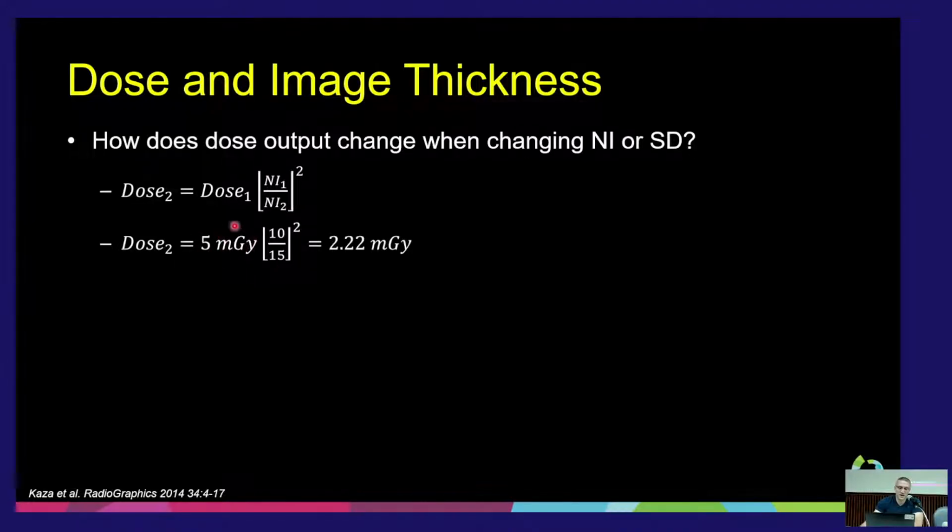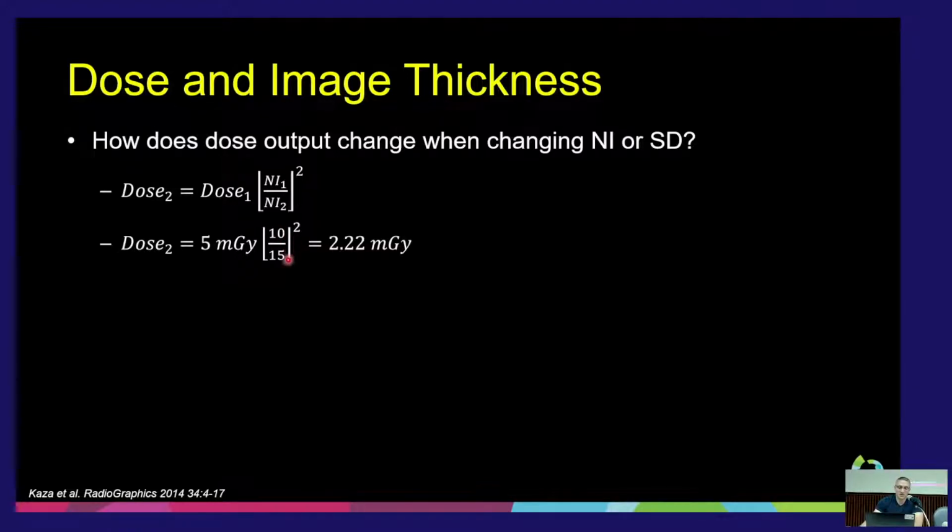So if you're starting with a 5 milligray dose, a CTDI volume of 5 milligray, and you go from a noise index of 15, but now you're reducing it to 10, so the image is going to be less noisy. Excuse me, I said that backwards. If you started with 10, but you go to 15, so your image is actually going to be a little noisier, you can see the output dose is almost cut in half.